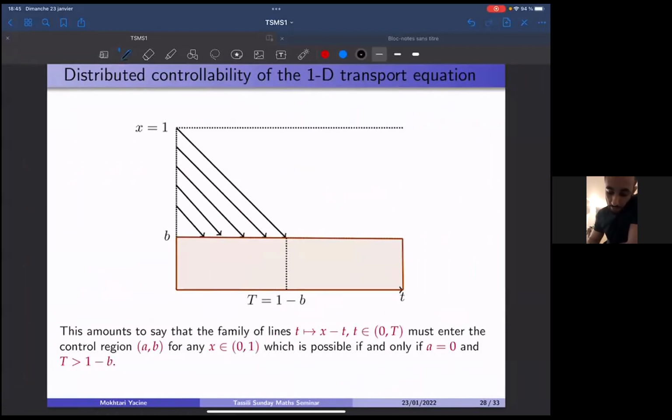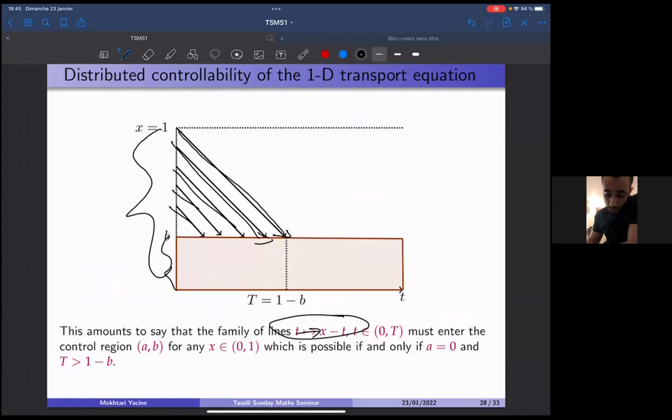It means that the lines of this form, t going to x minus t, where x is in (0,1) and t is in (0,T), must enter the control region along characteristics. So if I take any characteristic of the domain, it must enter or touch this control region at time T or at a time before 1 minus b. And after this assumption, we can see that the necessary conditions are also sufficient. And this was all for these models, for the transport equation.